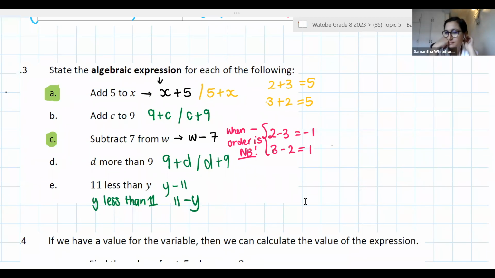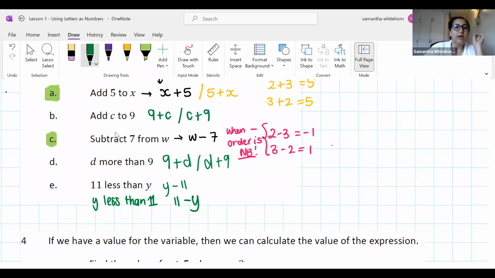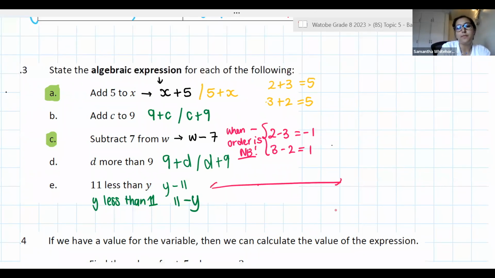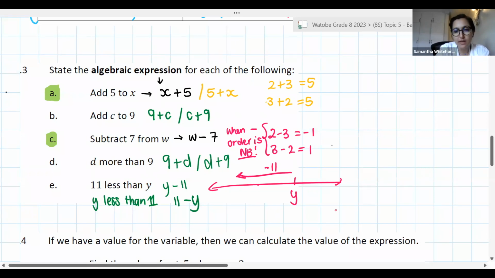Ma'am, I don't understand the last one, ma'am. Okay, so for the last one, let's do this. If we think about our number line, we have Y. We want 11 less than that. So we want to take 11 away from Y. If I set up an expression, I start at Y and I want 11 less. So that's why my Y is first. It says 11 less than Y.